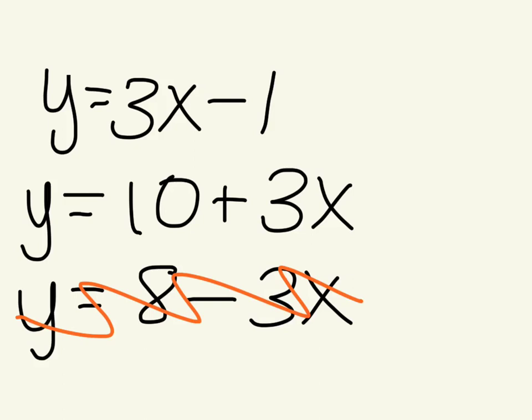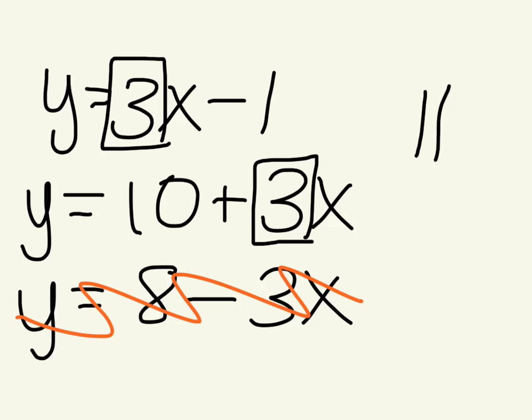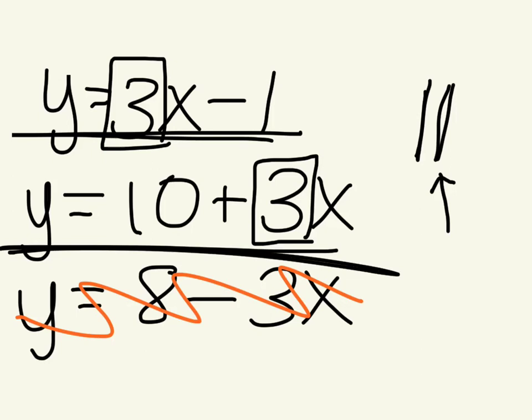Y equals 8 minus 3x is not parallel to y equals 3x plus 1 and y equals 10 plus 3x. Notice both of their slopes are 3, so those 2 are parallel to each other. Oh yeah, that's the symbol for parallel if you don't remember. So I could say this equation right here is parallel to this equation right here. They have the same slope. This one is also 3, but it's negative, so it would be pointing downward.